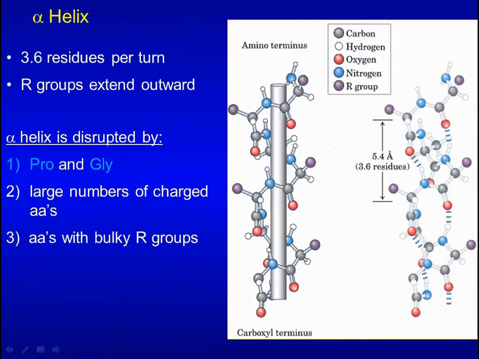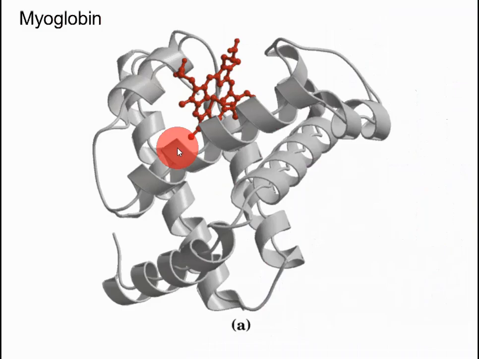These are the characteristics of alpha helix. In alpha helix, there are about 3.6 residues per turn, and the side chains are facing outward. Alpha helix is disrupted by proline and glycine. Proline is too rigid and glycine is too flexible. Here is an example of alpha helix in myoglobin. In myoglobin, you can easily pick up 7 alpha helices. And as you can see from here, most of them are right-hand alpha helices.